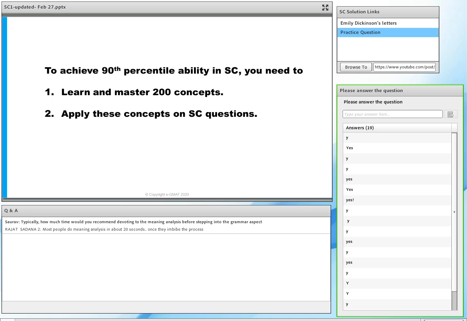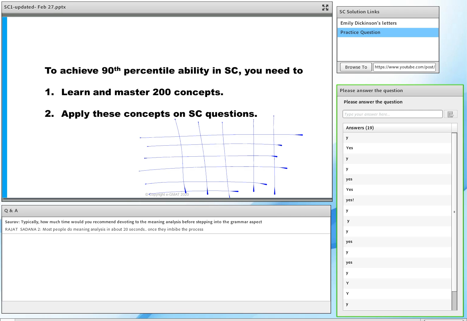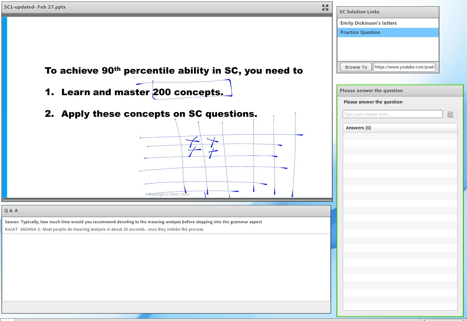So if I were to draw a matrix, these sentence structures are these rows where you have S1, S2, S3, S4, and these 7 error types are these columns over here. Together they lead to about 200 cells. And this is where we call it acing GMAT SC: acing these 200 concepts, which is a matrix of sentence structures and these concepts. And you've witnessed some of it in this webinar, where, as you were solving these questions, you saw various sentence structures.